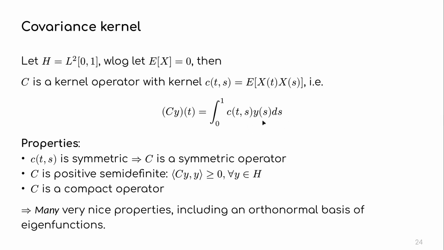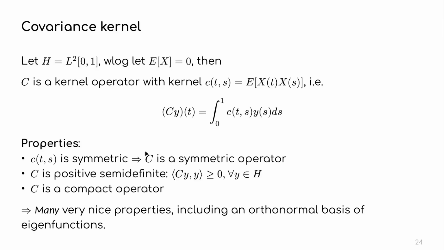If you squint a bit, this looks like a matrix multiplication. The integral is like a continuous sum, and then you have this c of t, s, which is like a matrix, times my vector y of s. It's like a generalization of a matrix, but with integrals and continuous functions instead. So the fact that this is true is actually pretty nice.